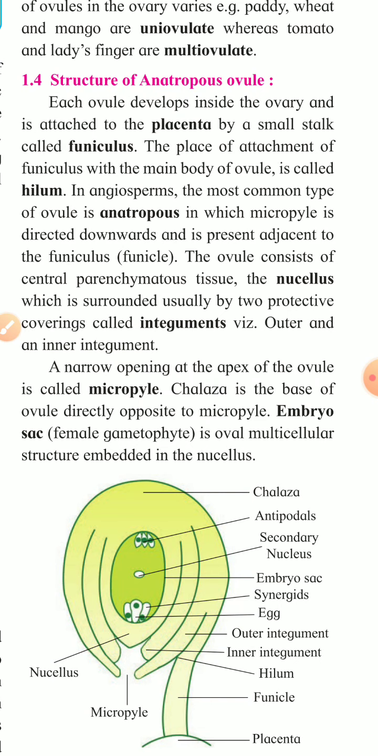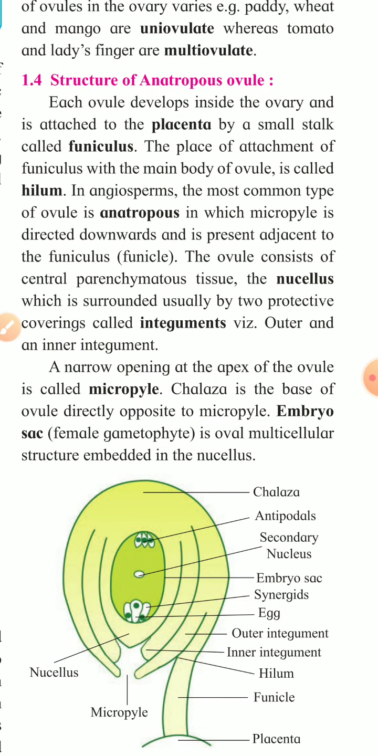So what is meant by anatropous ovule? First of all, the word anatropous refers to upside down. Ana means upside down, tropy means the location. So anatropous ovule is the type of ovule whose opening is located towards the base and its basal portion is flipped upward, that is towards the stigma side.